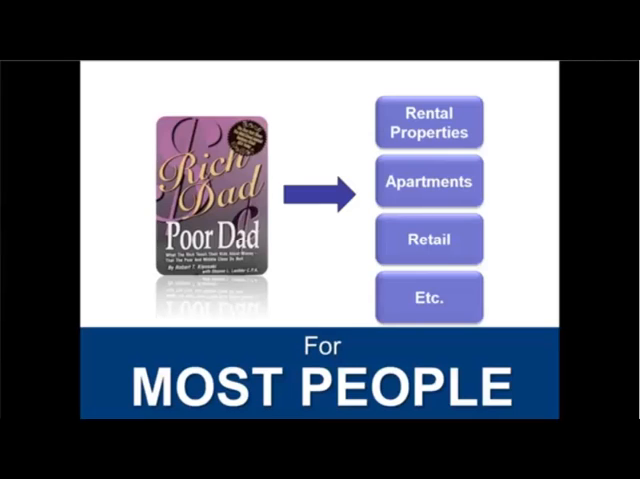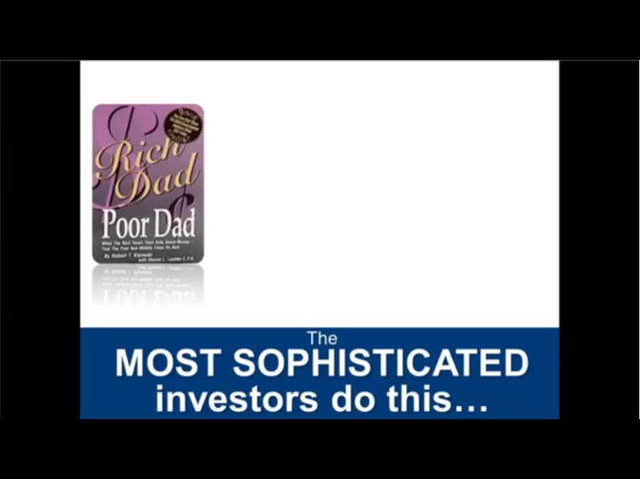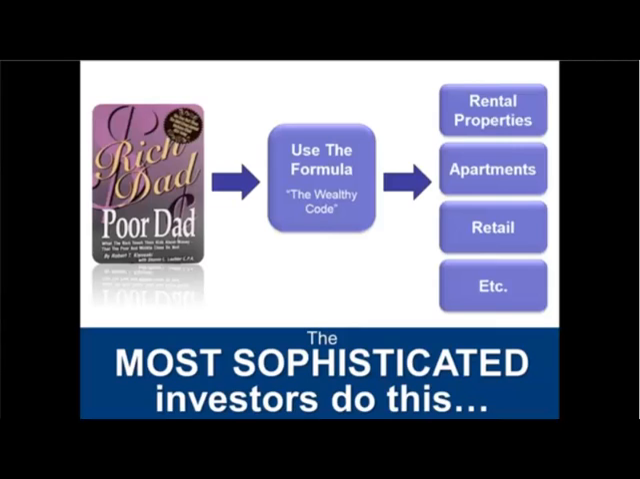And it did a great job in teaching us how to think like the wealthy, but it never gave us the formula. What you really want to do, like the most sophisticated investors out there do, is build the formula, and that's what we call the wealthy code. From there, they end up picking the right vehicles based on the formula, because once again, it filters out a lot of different vehicles.